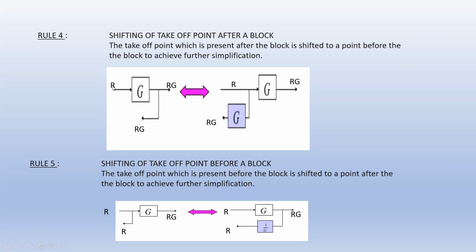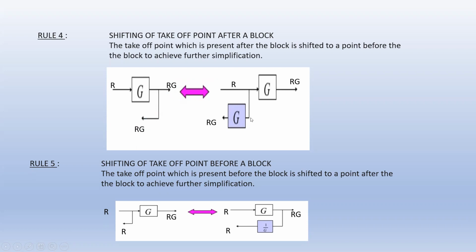So we have this input signal R, which is being fed into this block G. So we have the output, which is nothing but G multiplied with R, and the takeoff point will give an output which is the same as this point. So this point is having an output R into G. So the takeoff point needs to be R into G. So if we move this takeoff point to here, before the block, we have this.